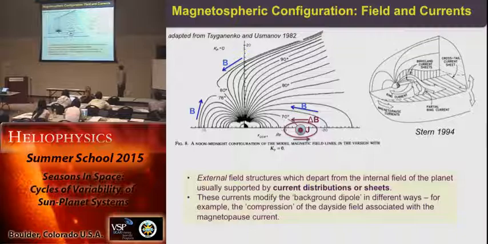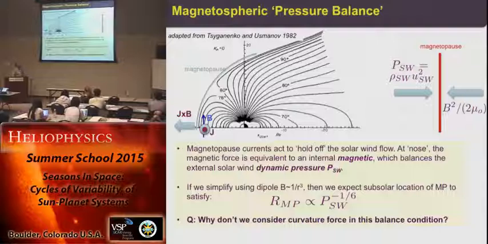Just a couple of points here: if we have external field structures which depart very strongly from the planet's internal dipole, those are usually supported by distributions or sheets of current, such as the current sheet in the tail, which I've illustrated here with its perturbation field. These currents generate a field of their own, which modifies the background dipole in different ways. The tail current sheet acts to extend dipole field lines into a tail-like geometry, and the ring current can do a similar thing. The compression of the dayside field is associated with the magnetopause current. The magnetopause current at the Earth flows eastward across the nose of the magnetopause, and that acts to intensify the magnetospheric field just inside the magnetopause boundary.